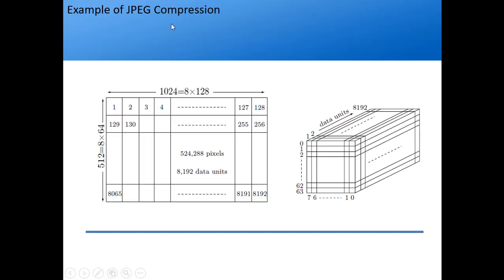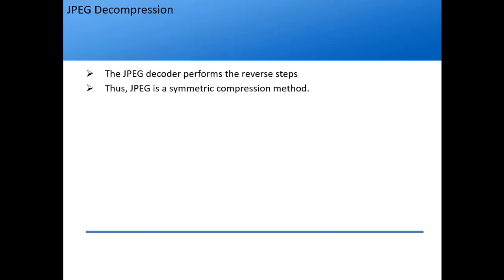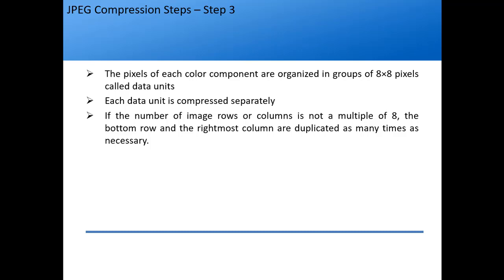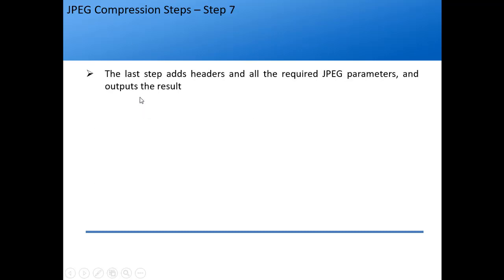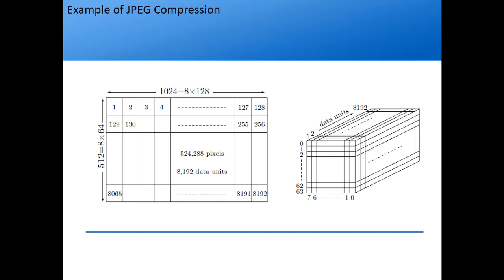Then an example of JPEG compression. Let's take an example of a 1024 by 512 image. Again, what is the first step? Let's assume this is a color image, so we'll skip steps 1 and 2 and directly start with step 3. What does step 3 tell? Divide it into 8 by 8 pixels, which are called data units. So we want to divide it into 8 by 8 pixels.